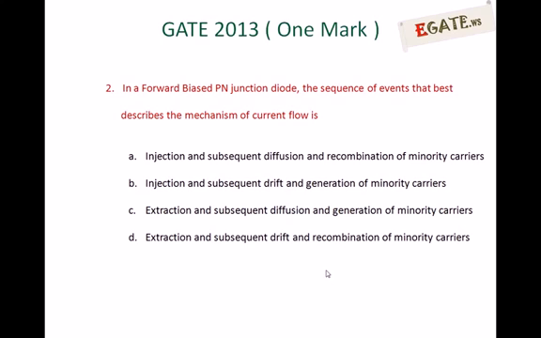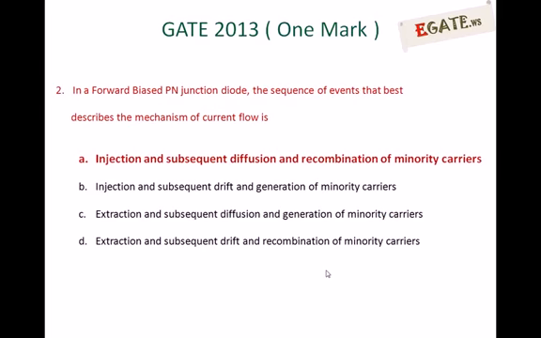So the question is once again, in a forward biased PN junction diode, the sequence of events that best describes the mechanism of current flow is. The correct option for this question is A: injection, subsequent diffusion and recombination of minority carriers. We'll explain how.